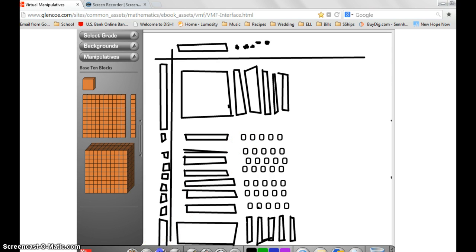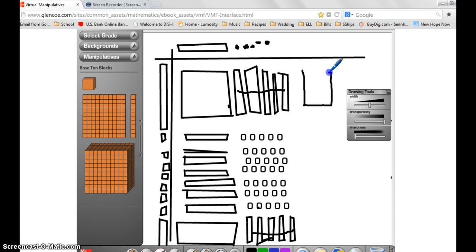So now what you do from here is you have to regroup. So obviously you have 2 flats. Here you have 5 longs, and here you have 5 longs. So that is going to make a flat for you. And then here you have 1, 2, 3, 4, 5, 6, 7 longs. But here you have enough to make a long. And here you have enough to make a long. So you would do that there.